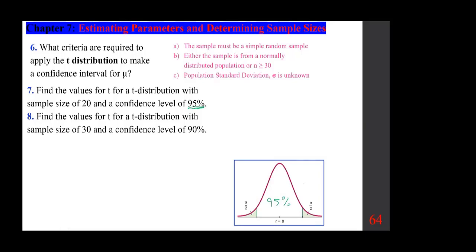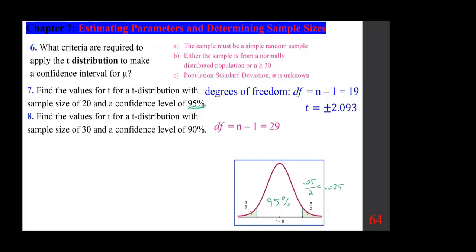And this one would be 0.05 divided by 2, which is 0.025 on each side. Degrees of freedom is n minus 1. For this one it is 19. And t becomes plus minus 2.093. How do we arrive at it? We will look at the table in a moment.